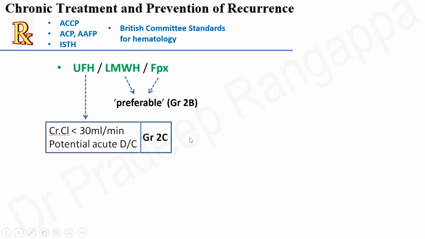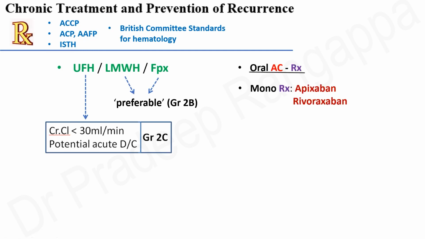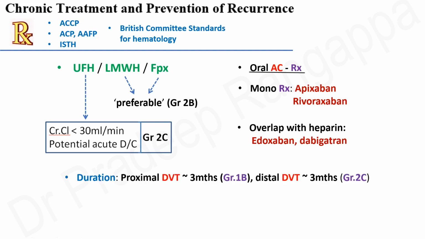So grade 2C is the recommendation. But low molecular weight heparin is what is preferable. As you see, it gets a grade 2B recommendation. And oral anticoagulation monotherapy can be with apixaban and rivaroxaban. And if edoxaban or dabigatran, it has to be overlapped with heparin and then changed over to oral.